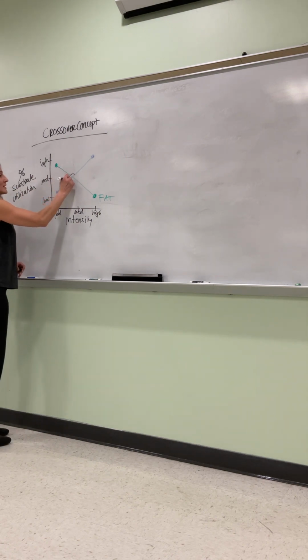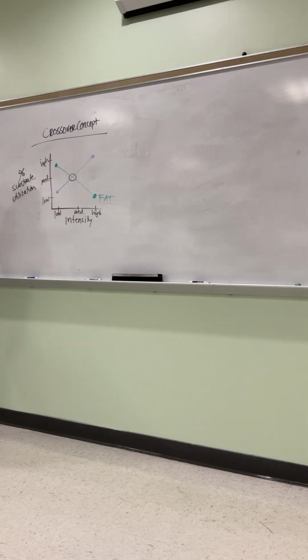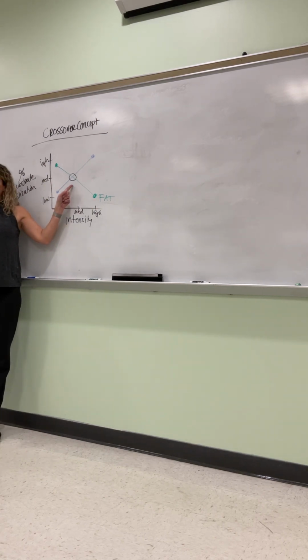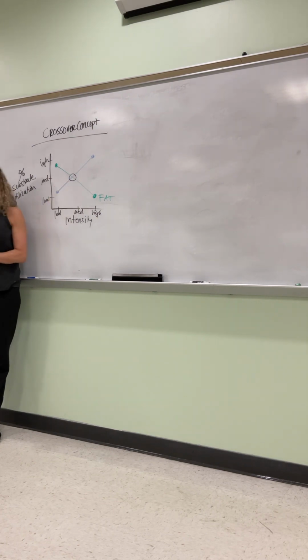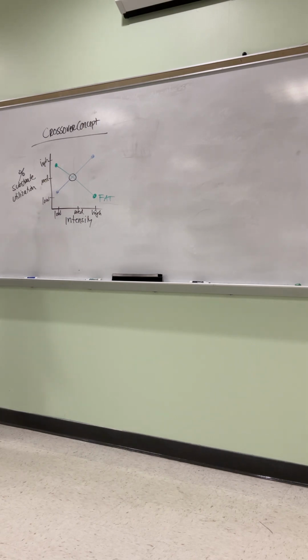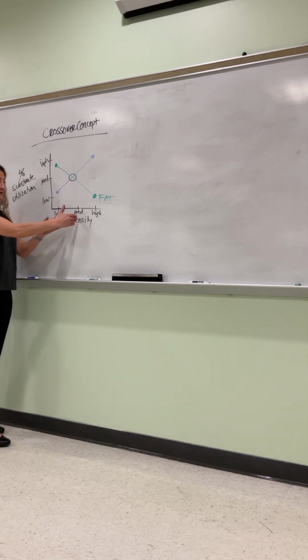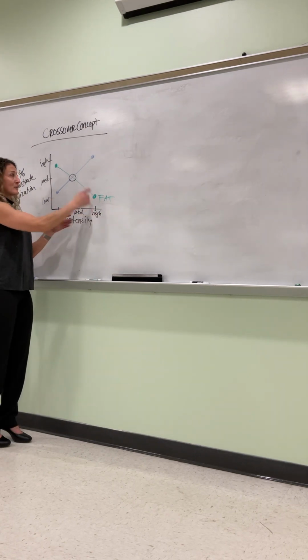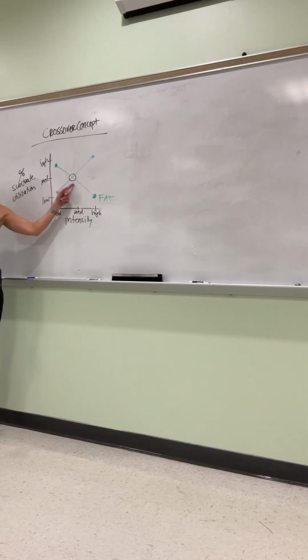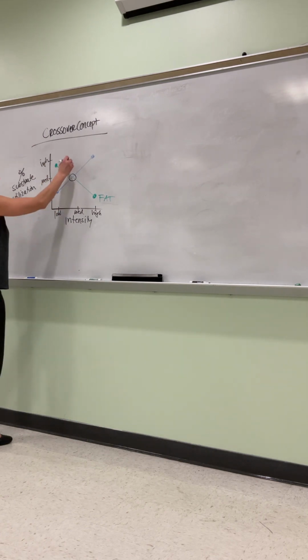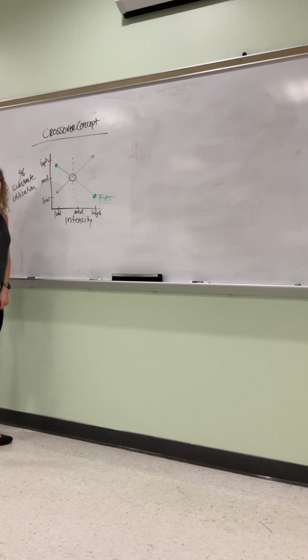Notice there's a point right here where they cross over. This is why this is called the crossover concept. It's at this point where we shift from a primary substrate of fat to a primary substrate of carbohydrates. Low to moderate intensity, our primary substrate is fat. Moderate to high intensity, our primary substrate is carbohydrate. At some point there's a shift. Notice also that that shift is at moderate intensity.